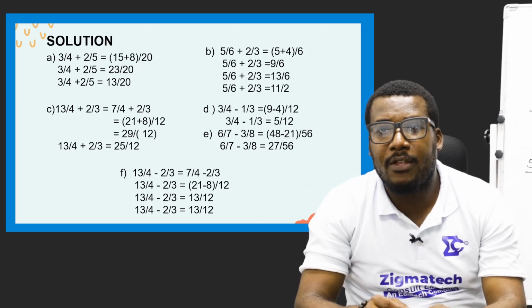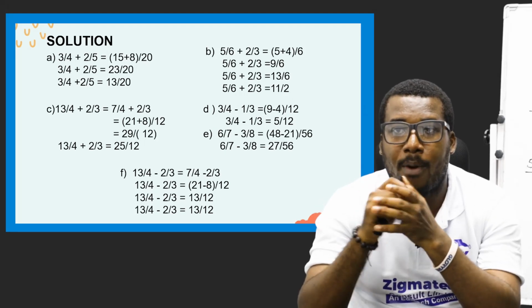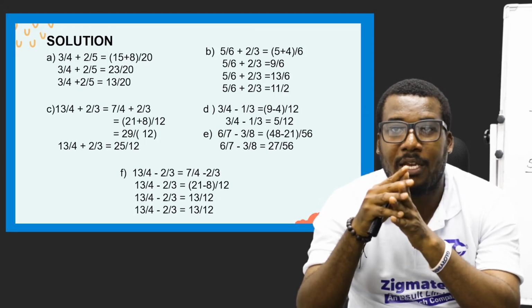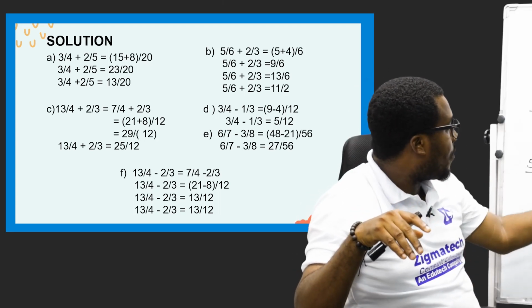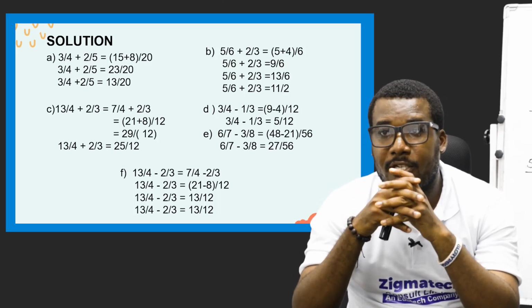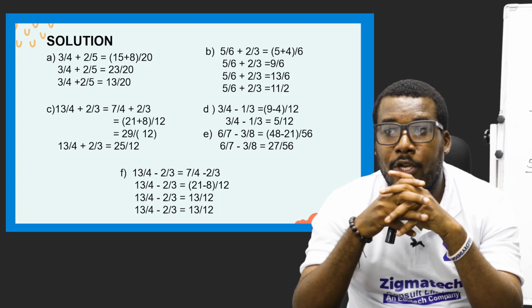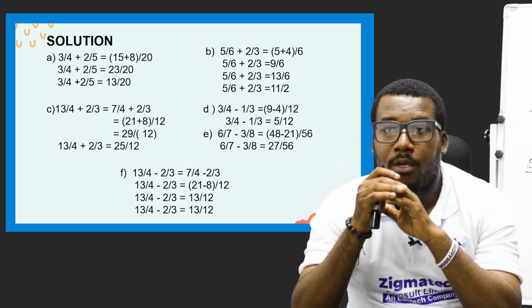Now, if you look carefully, these are the answers for the questions. The number 1, we've already done. Sorry, that's not 13 over 20 in the solution, please. It's one whole number, 3 over 20. Then the second one is one whole number, 1 over 2.